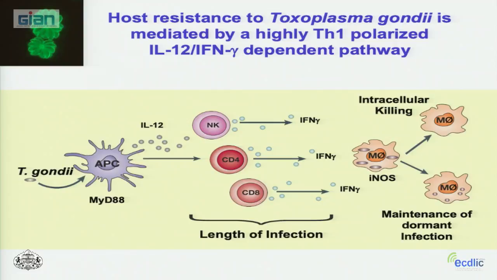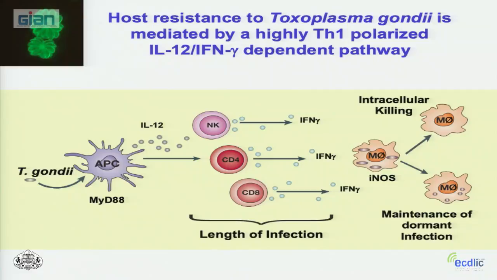So this work was done with Toxoplasma. This is a protozoan parasite. It's one of the most successful parasitic agents because it can infect virtually any host and virtually any nucleated cell type. Incredibly successful parasite. And immunity to it is mediated by a highly TH1 polarized response, an IL-12 and interferon gamma dependent pathway.